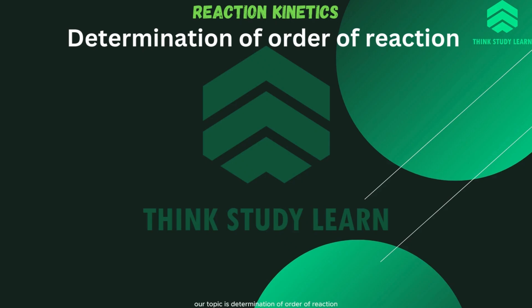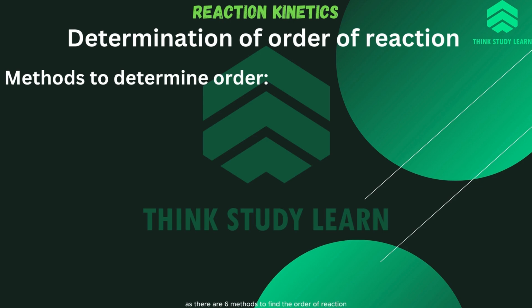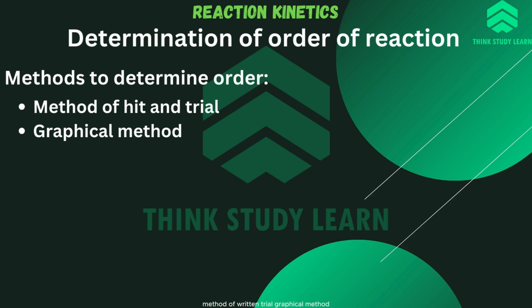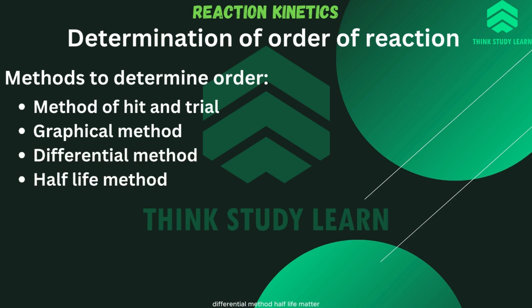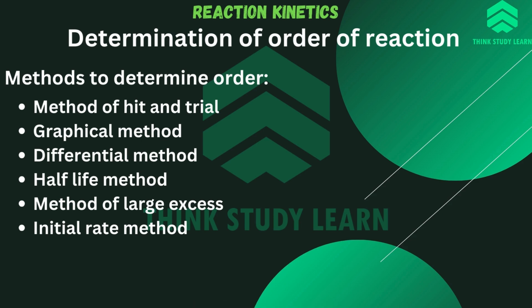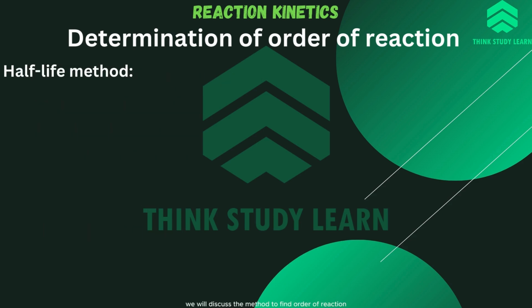Our topic is determination of order of reaction. There are 6 methods to find the order of reaction: method of hit and trial, graphical method, differential method, half-life method, the method of log excess, and initial rate method. We will discuss the method to find the order of reaction by half-life.